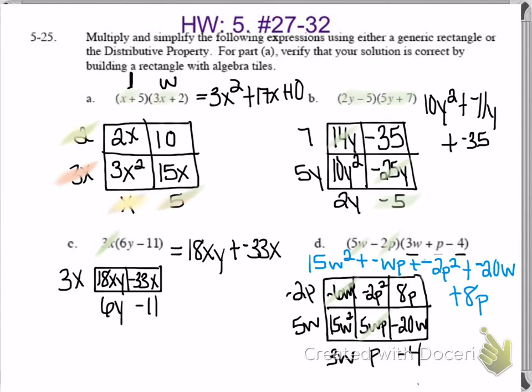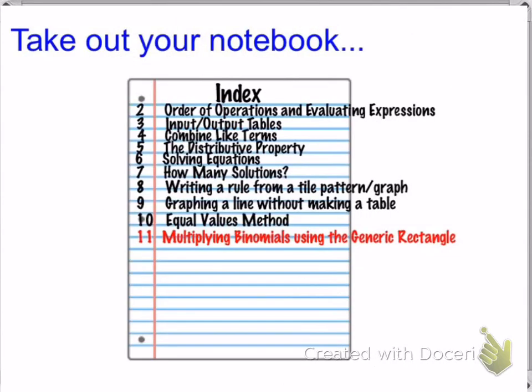Let's go ahead and formalize some notes. So open up your classwork notebook to the notes section. More specifically, open it up to the index and make sure to add page 11 is multiplying binomials using the generic rectangle. Go ahead and pause the video to make sure that all students are ready to move on.